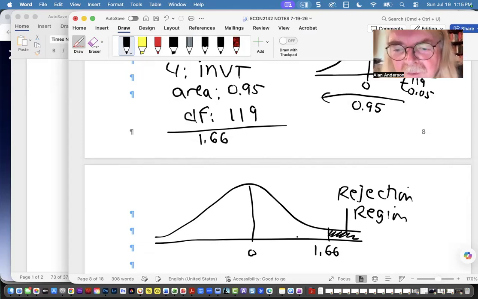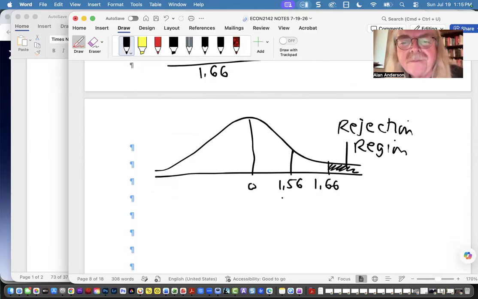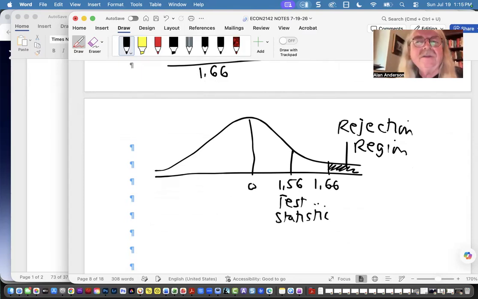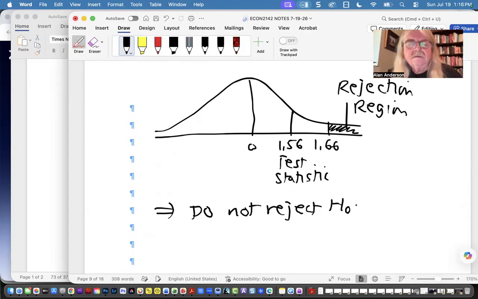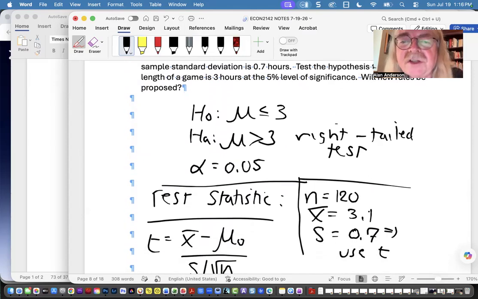Now here we have a bit of a close call because the test statistic is 1.56. It's really close, but it doesn't quite reach the rejection region. And so therefore, we do not reject the null. Even though it's close, it's not good enough. It has to be in the rejection region to reject the null. So the mean is less than or equal to 3. That's it. So we don't have to change the rules.